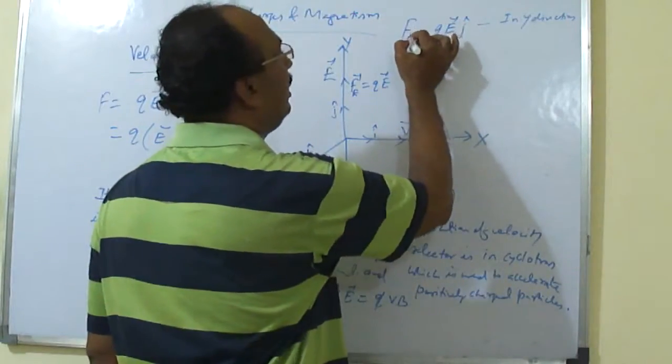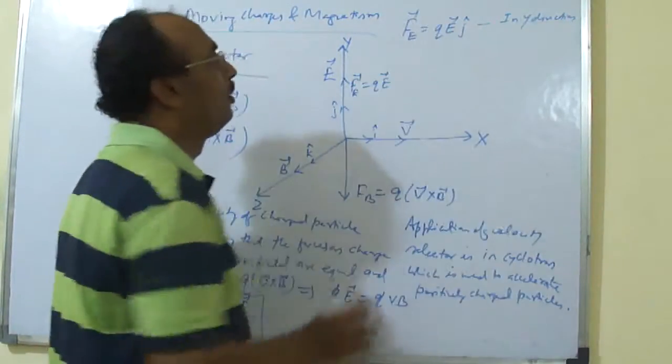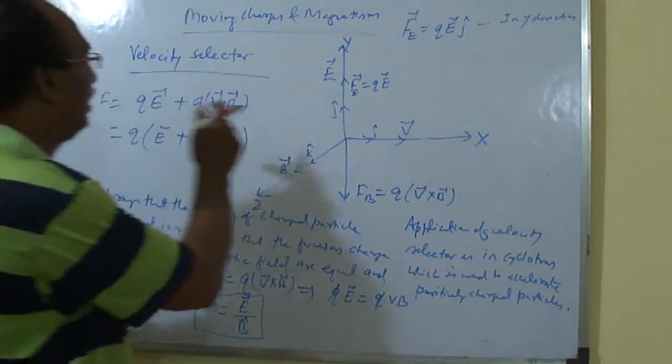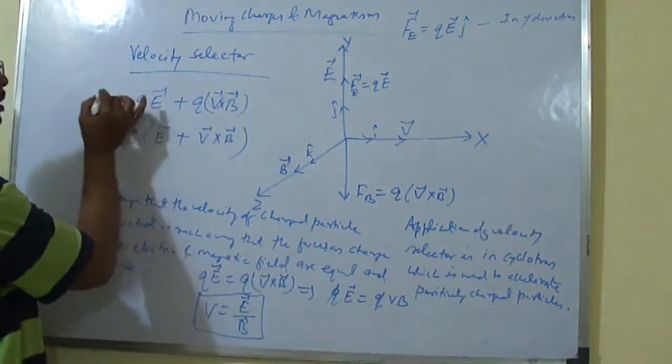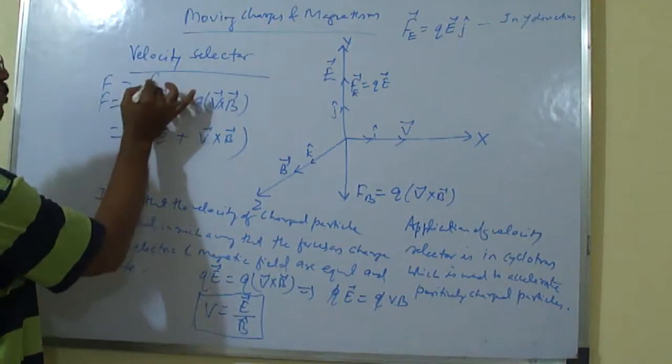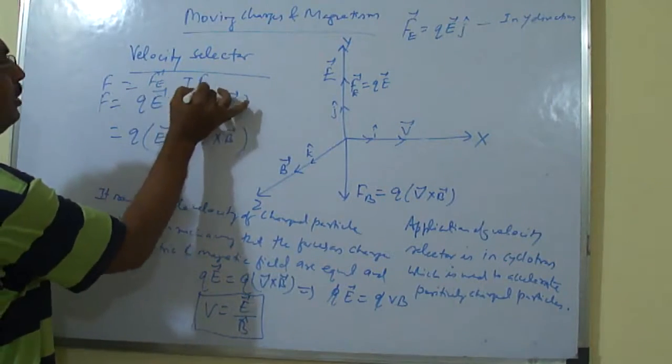So, this is FE. Yes or no? Yes, sir. Right. Now, this FB is magnetic force only. What can we write? Net force is equal to FE plus FB.